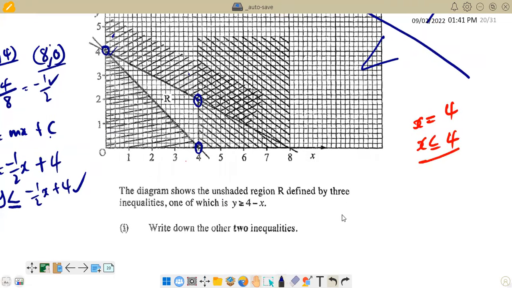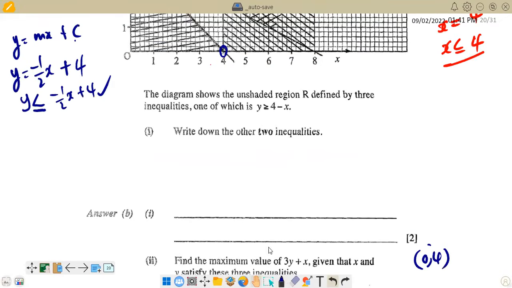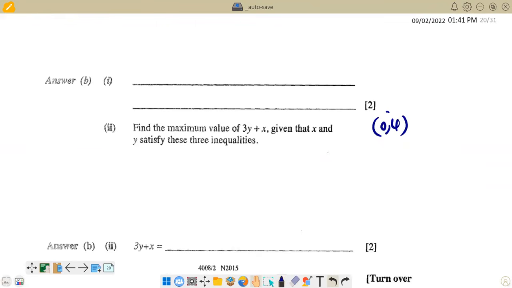Okay, so you just list your points. We said 0, 4. So let's just list them down. So you said the first point is 0, 4. Okay, the other point was 4, 0 here. Remember this point is 4, 0 there. So that's our other point. So we've got 4, 0 here.